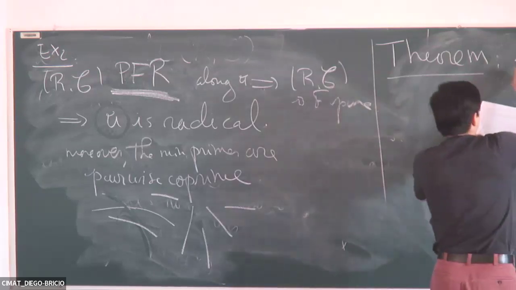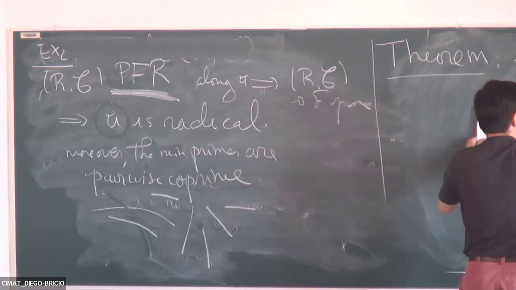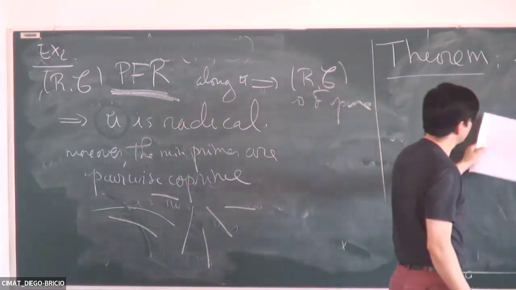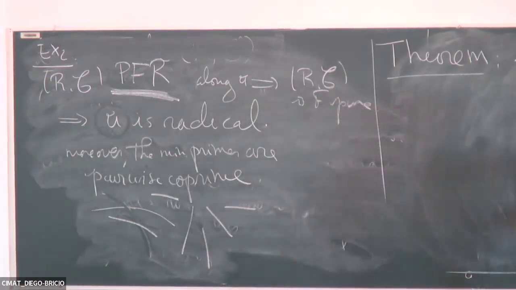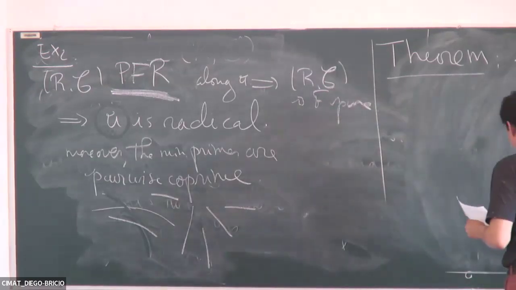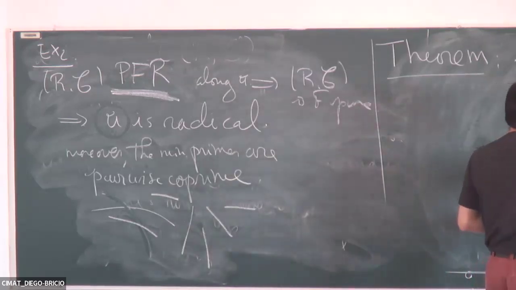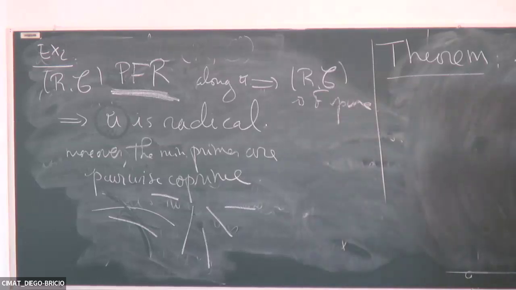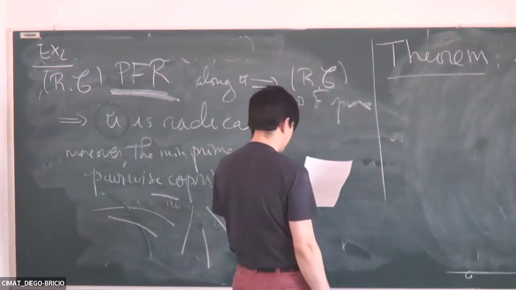We're going to take A to be a C ideal. But I'm going to ask for A to be radical, and such that R comma C is non-degenerate along A. Those are my hypotheses.